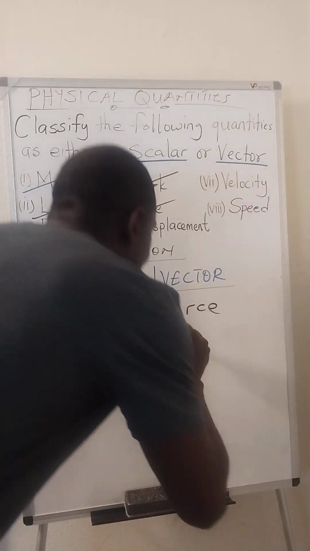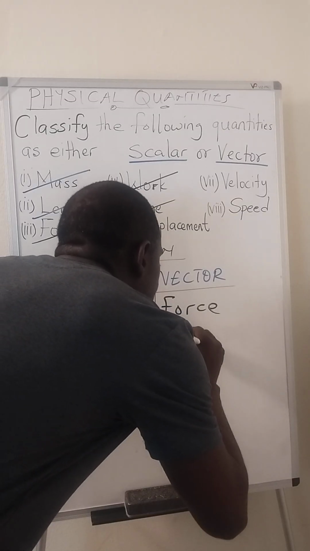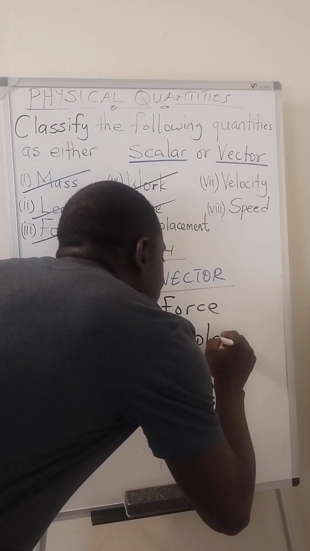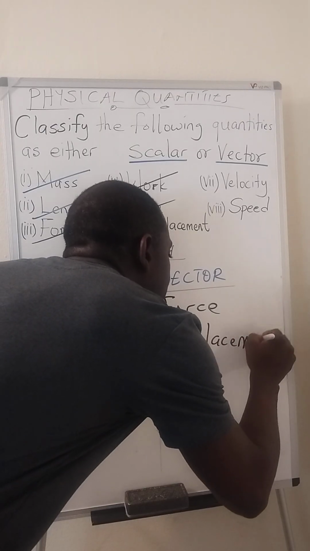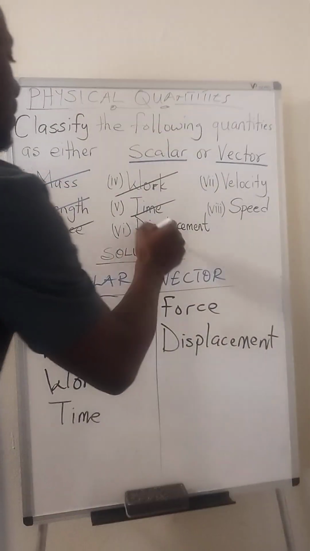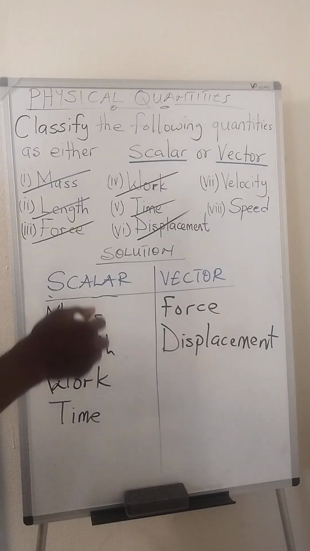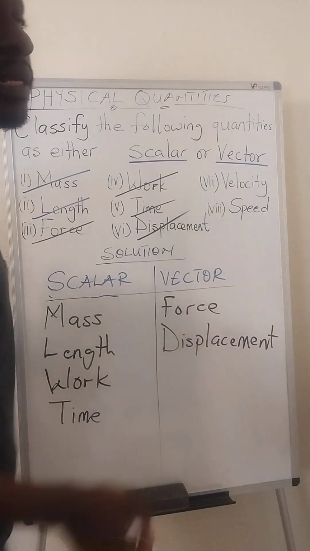So I'm going to put it on the right. Displacement. And that's it. So this one is also gone. Then the next one is velocity.